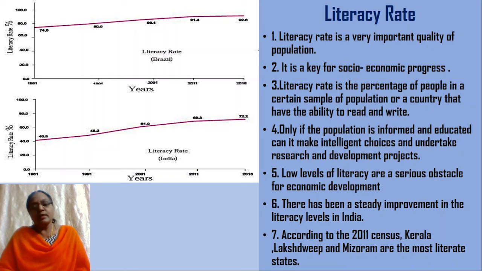In many of the African countries, we find low levels of literacy are a serious obstacle for economic development. Over the years, we find there's been a steady increase in the literacy levels in India because of various policies and projects carried over by the government of India. According to the 2011 census, the most literate state in India was Kerala, followed by Lakshadweep and Mizoram. Now, in 2019, there was another state which overtook Kerala, and you'll be surprised, it is Tripura. Tripura today, according to 2019, is the most literate state.